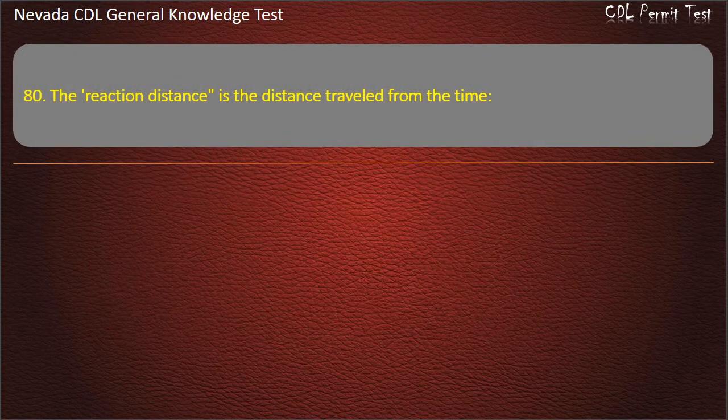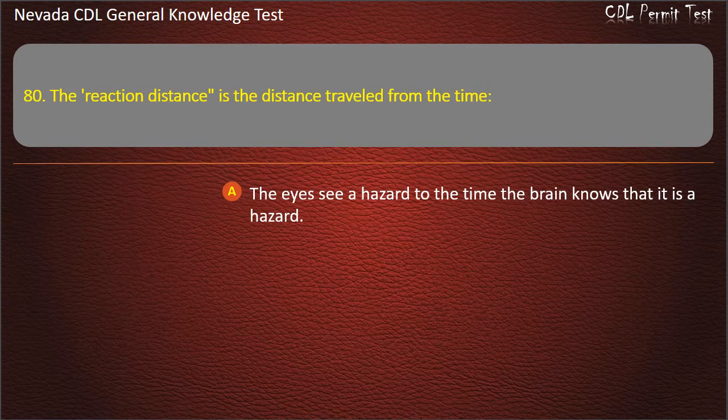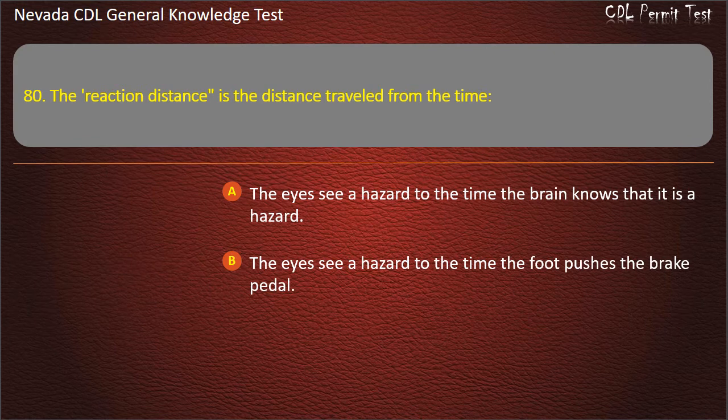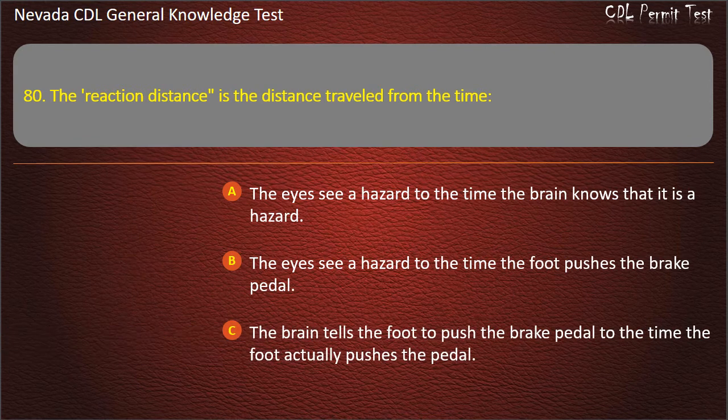Question 80. The reaction distance is the distance traveled from the time the eyes see a hazard to the time the brain knows that it is a hazard. The eyes see a hazard to the time the foot pushes the brake pedal. The brain tells the foot to push the brake pedal to the time the foot actually pushes the pedal.